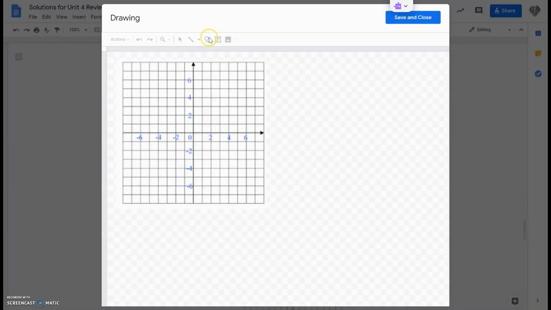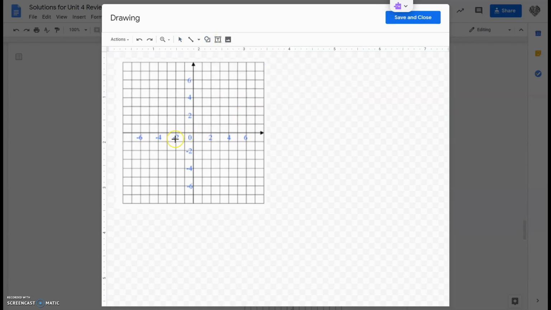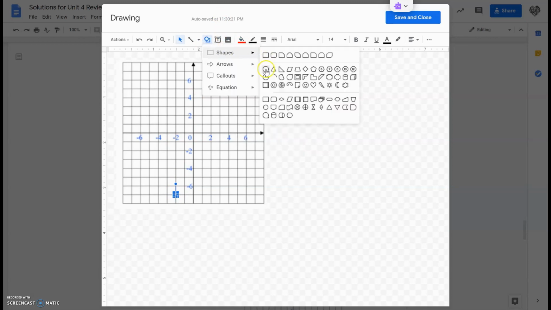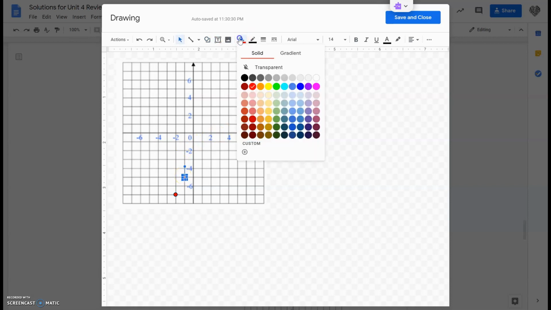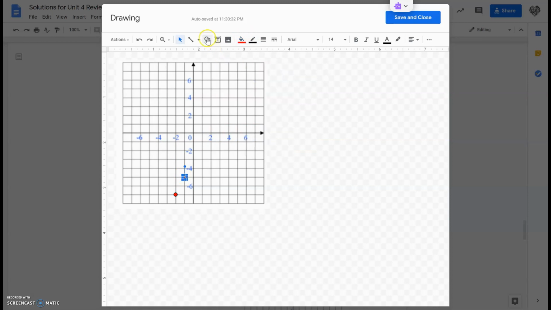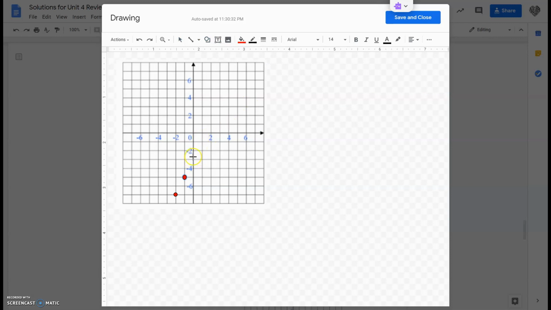So we'll open this up and draw. We will grab our circle, and we will go -2 and all the way down to -7 and draw our circle. Okay, we'll do another one at -1 all the way down to -5. Okay. We will do another one at 0 and -3, which would be right about here.